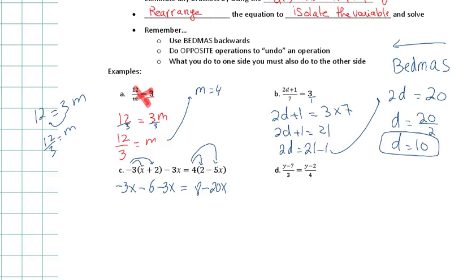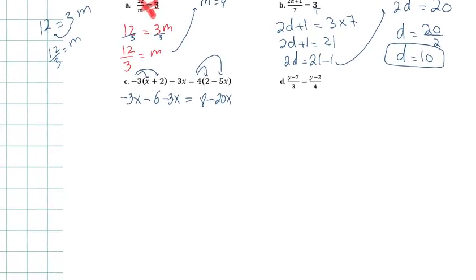Let's do that. So I have -3x and -3x. And then I'm gonna have to move that -20x over. When I move it over, what does it become? Plus. Equal to 8 plus 6. That's right. And then I want to move that -6 over, so it's going to become plus 6.